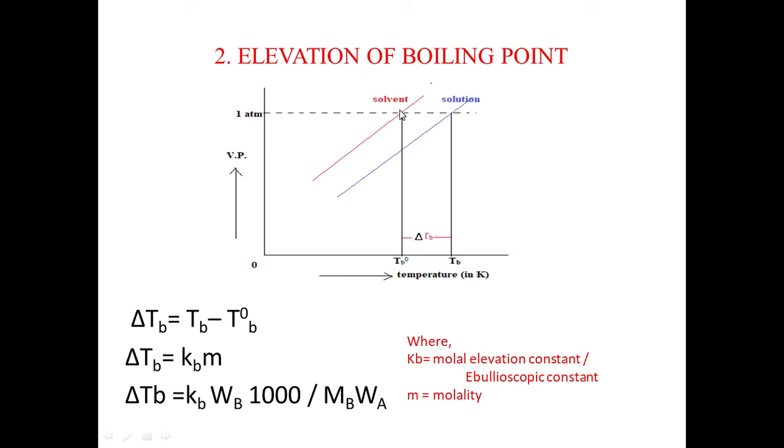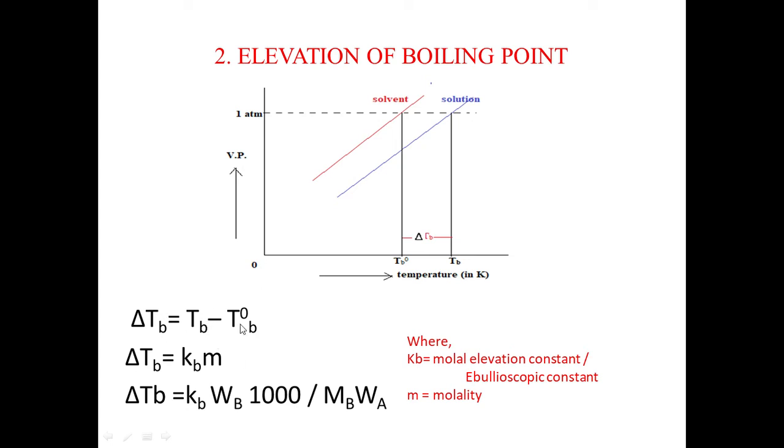If we add some impurity and make it a solution, then it shows boiling point at TB, that means at a higher Kelvin, and the difference between these two temperatures is called elevation, that means increase in boiling point. Elevation means increase in boiling point. This is your difference, and this is the increase in your boiling point. Before adding impurity, pure solvent has a boiling point TB naught, while after adding impurity, the solution has a boiling point TB, and the difference is called delta T.